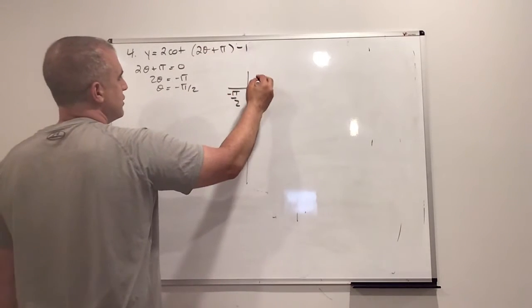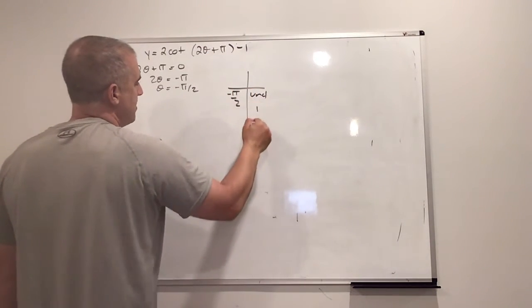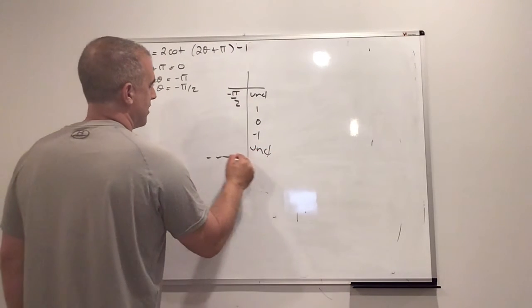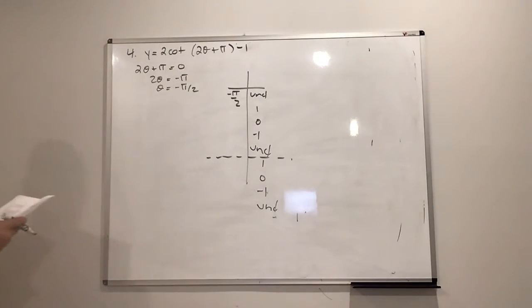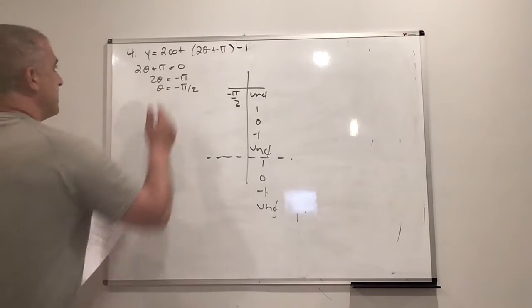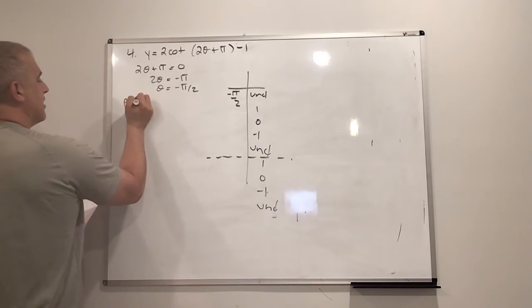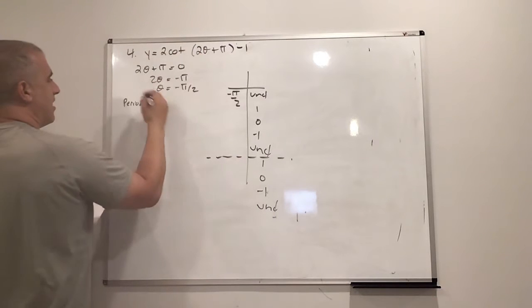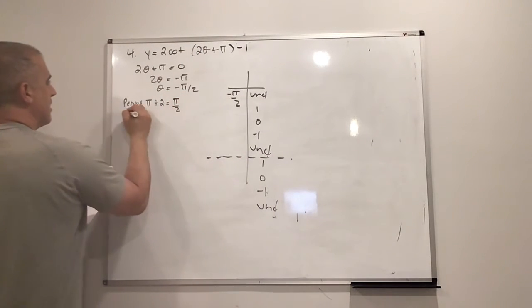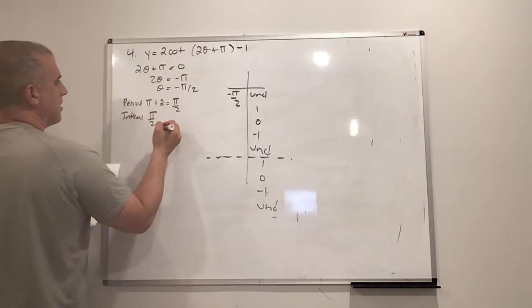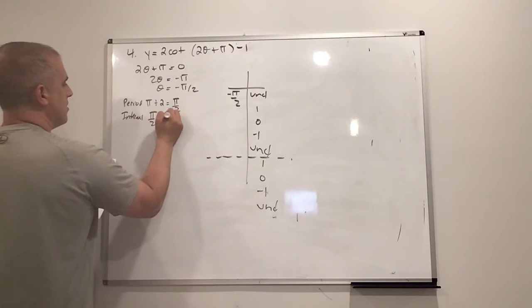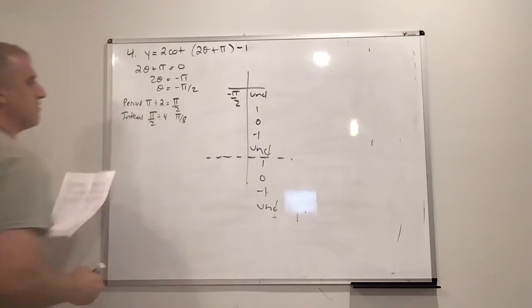My values for cotangent are going to be undefined, 1, 0, negative 1, undefined. What I want to do is take the period here, which is going to be a little bit different: pi divided by the number in front of x or theta, which is 2, so it's pi over 2. My interval will be pi over 2 divided by 4, which would be pi over 8.